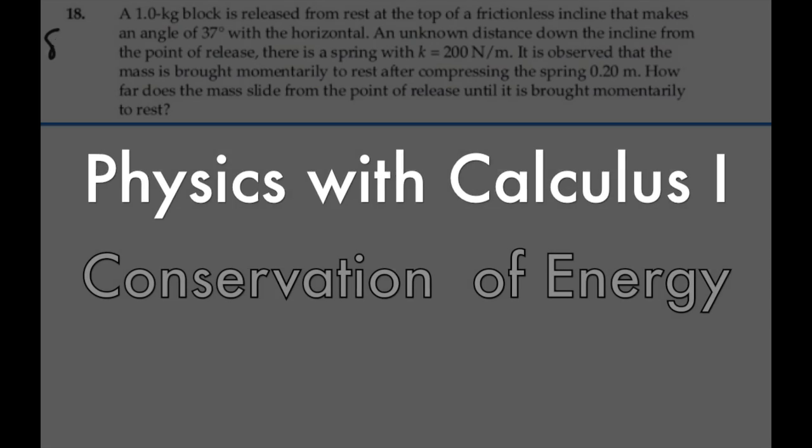Here's problem 818. The 1 kilogram block is released from rest at the top of a frictionless incline that makes an angle 37 degrees with the horizontal. An unknown distance down the incline from the point of release, there's a spring with K equal to 200 newtons per meter. It is observed that the mass is brought momentarily to rest after compressing this spring 0.2 meters. How far does the mass slide from the point of release until it is brought momentarily to rest?